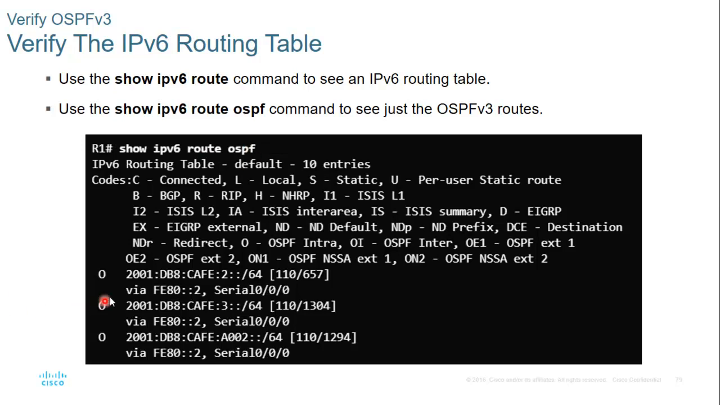There is no directly connected here. There is no static routes here. So only the OSPF if you use show IPv6 route ospf. So you have the destination network, the administrative distance, the metric, and then how you learned it, or how to go to that network.